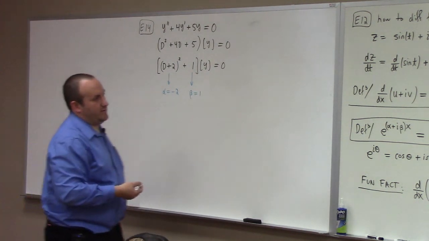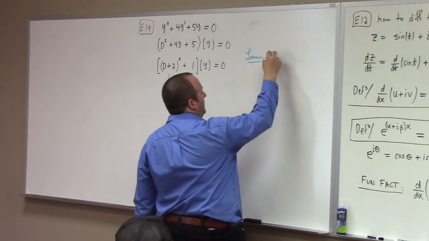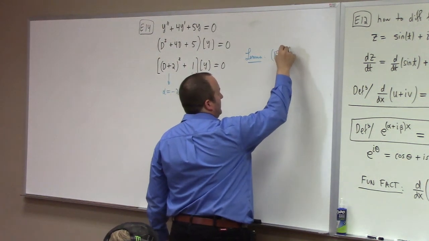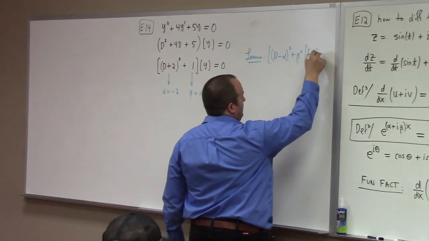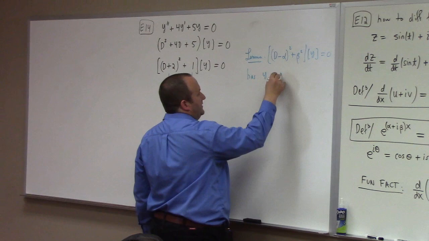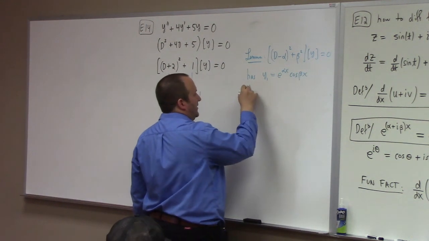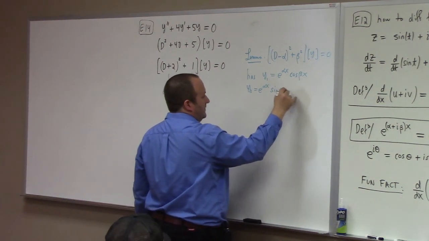And the lemma I haven't written down, but I probably should: if we have (D - alpha) squared plus beta squared acting on y equals 0, this has y1 equal to e to the alpha x cosine beta x, and y2 equal to e to the alpha x sine beta x as solutions.